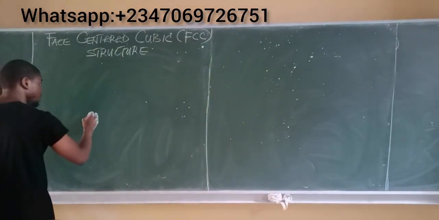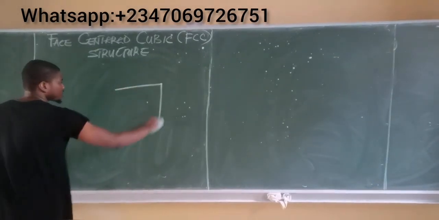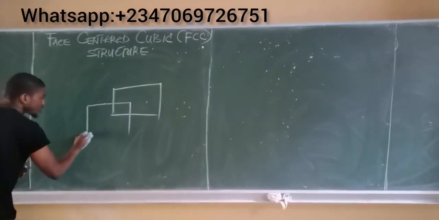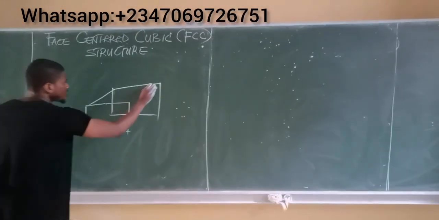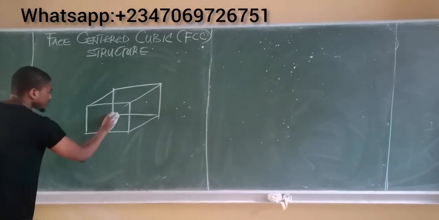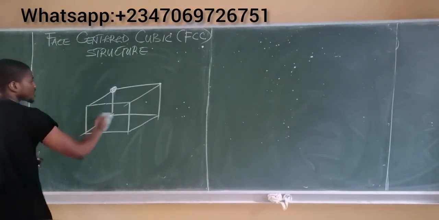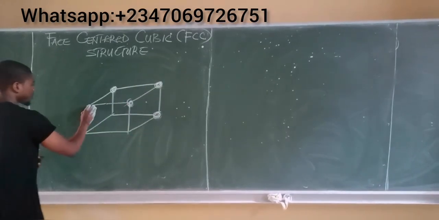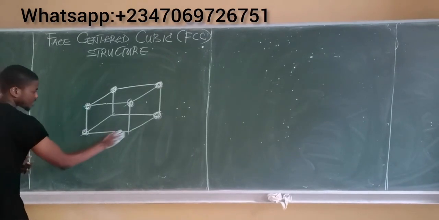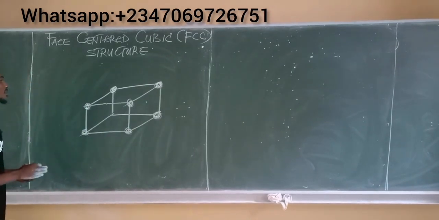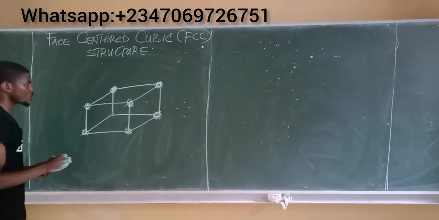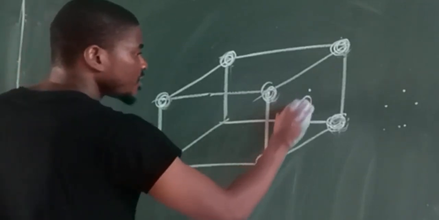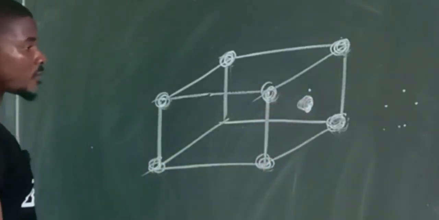Let's draw a simple cube to represent that. Okay, we have a simple cube. Each of these corners contains corner atoms. We have corner atoms on each corner. Now, the word is face-centered cubic, which means on each face of this cube, we have an atom. So on this particular face, we have this particular atom.